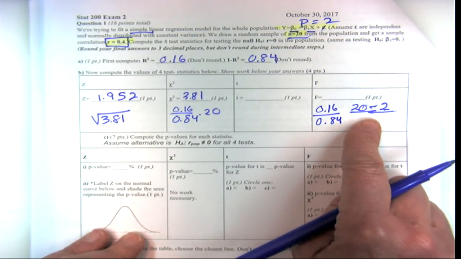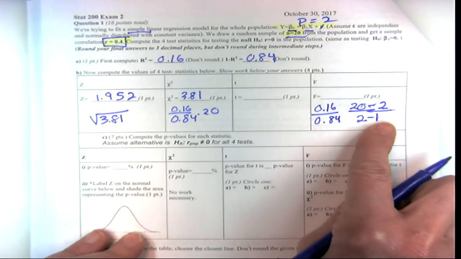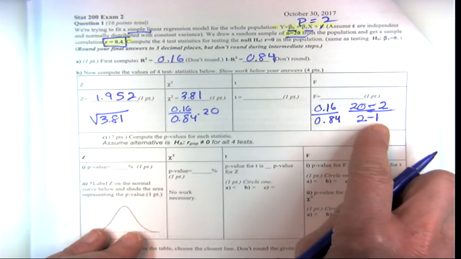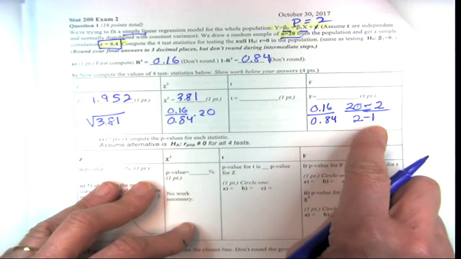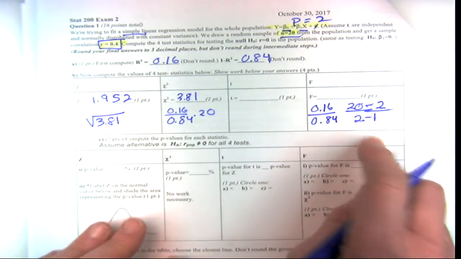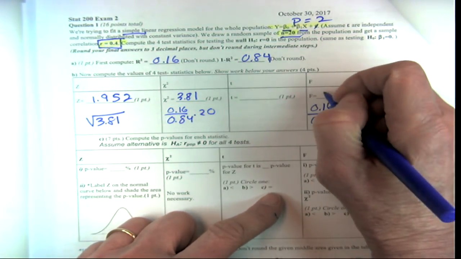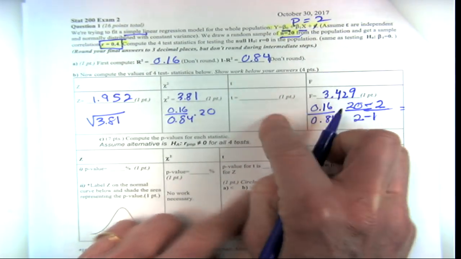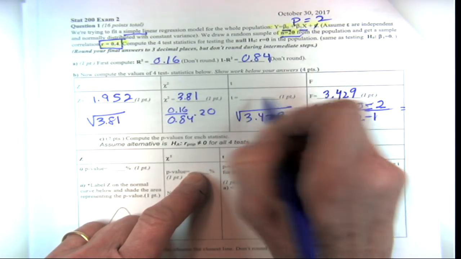And then what's going to be in the bottom? P minus 1. So that's P minus 1. That's just 1, so you don't have to put it in. But for future, think of it as P minus 1. Okay? So if we had another x here, it would be 3 minus 1. So when we do that, what I got was 3.429, and then you take the square root of that for the t. Okay?